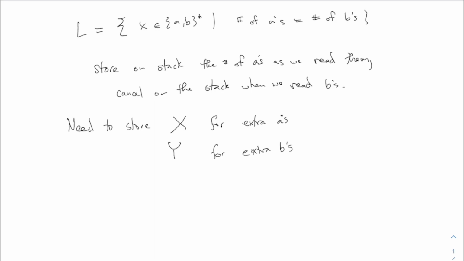So if it does happen that I read B's before A's, I store those as a Y, and then I cancel a Y with an A. And if I read A's before B's, I store that as an X, and I cancel an X with a B. It's a little confusing. I don't know. Not so bad.